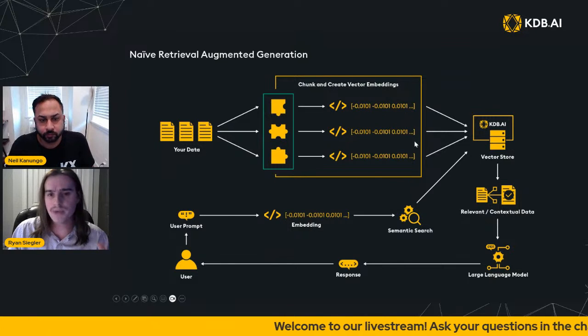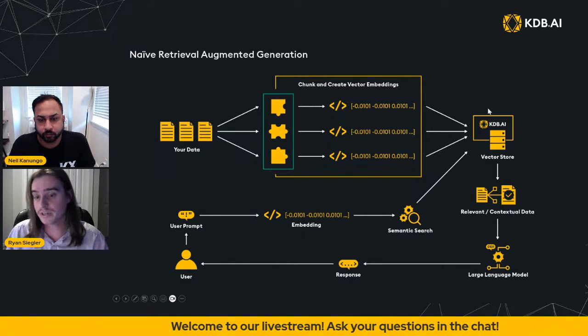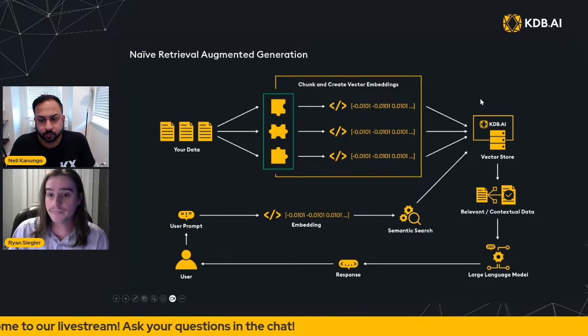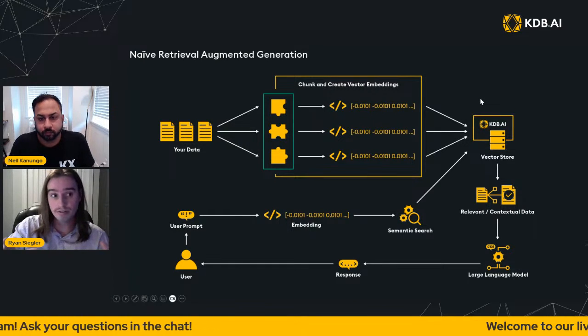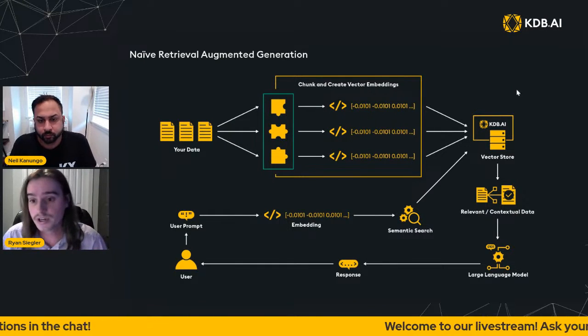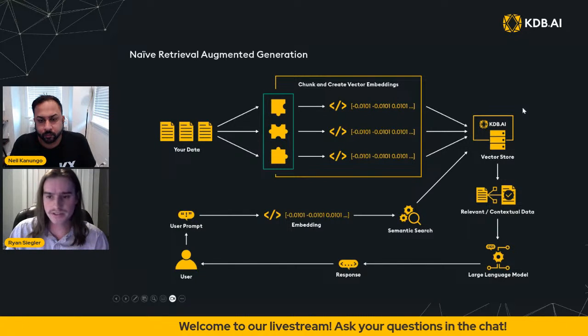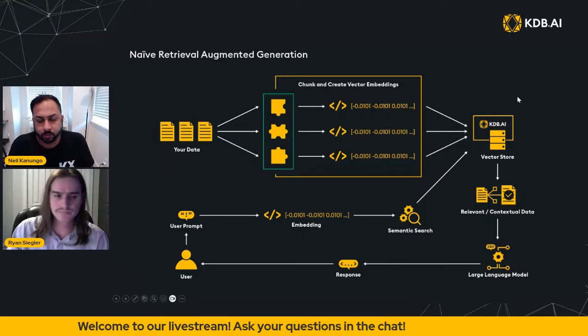Now, once we've embedded all of our chunks, we can store it in a vector database or a vector store like KDB.ai. And at this point in the naive retrieval process, we have our data chunked, embedded, and stored in the vector store. And this gives us some unique capabilities.